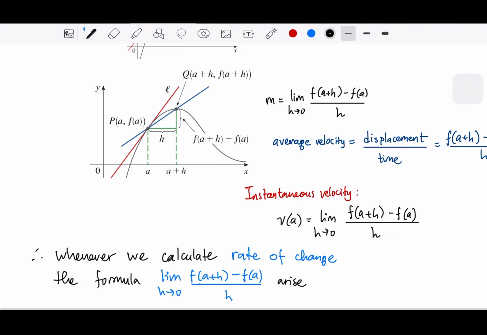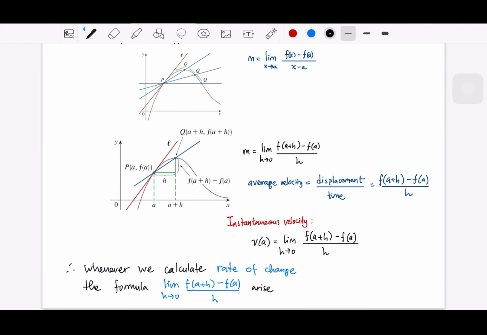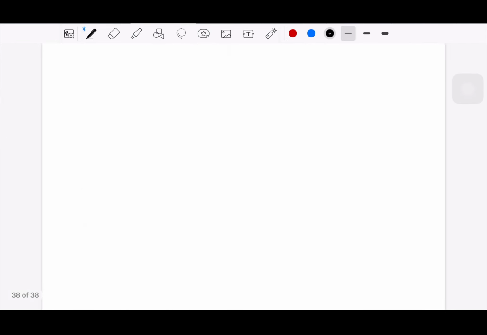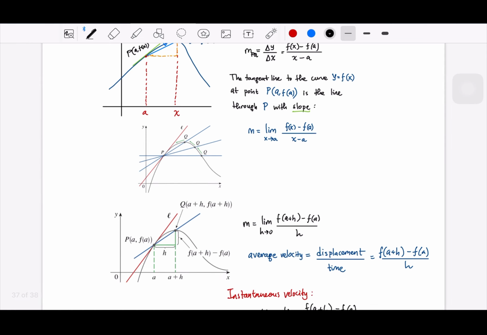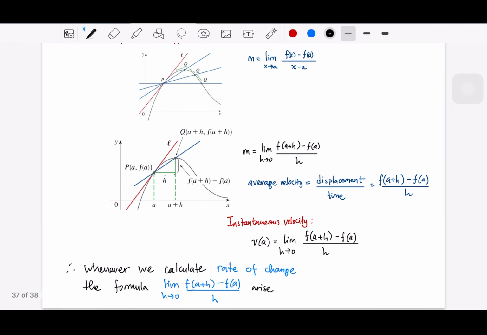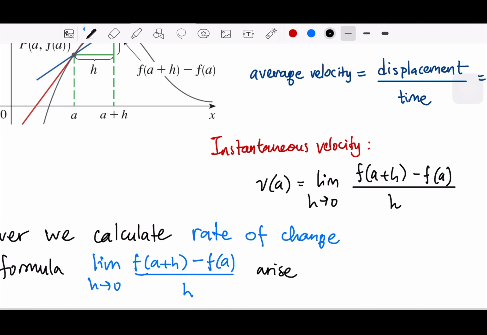Okay, let's go back to calculus again. We come back from your dream to reality. So the conclusion: because this limit form appears in most of the rate of change cases, we are going to have some definitions.